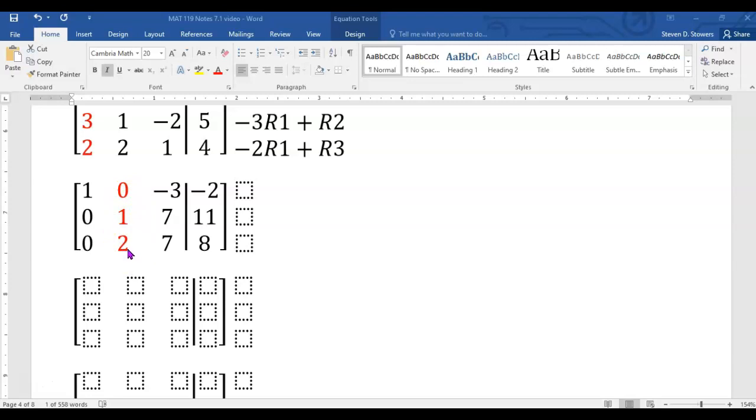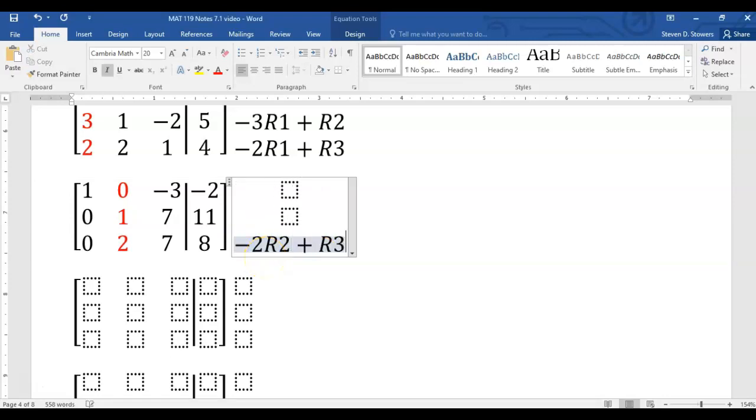We need to turn this 2 into a 0. How do you think I'm going to do that? Well, remember how we got those other zeros? We used the 1 to help us get a negative 2 to add to this positive 2. So I'm going to take negative 2 times what's in row 2 and add that to row 3. So that's going to replace what's in row 3 now. Row 3 is going to become negative 2 times row 2 plus the current row 3.